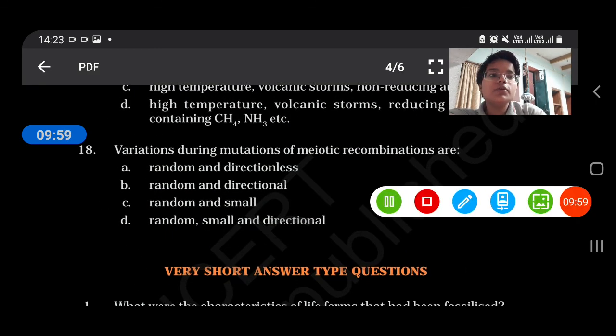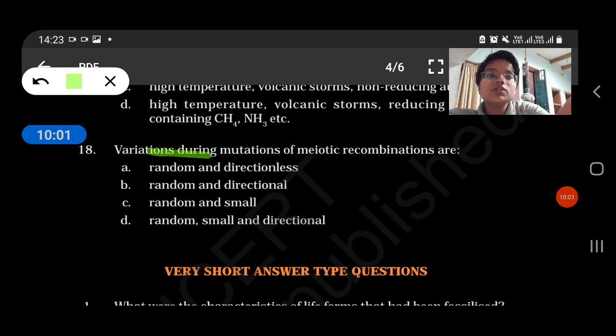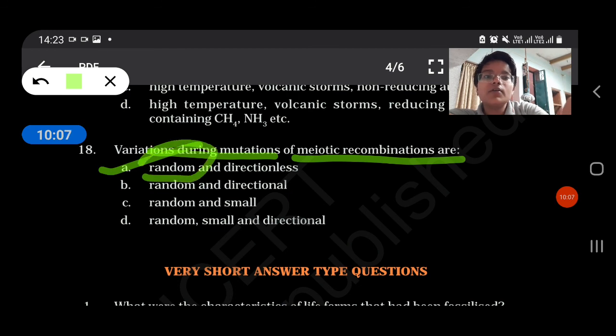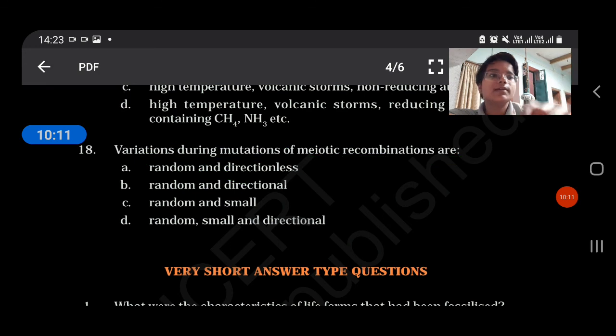Variations during mutation or meiotic recombinations are random and directionless. Okay, so all the best for NEET 2021 to all of you.